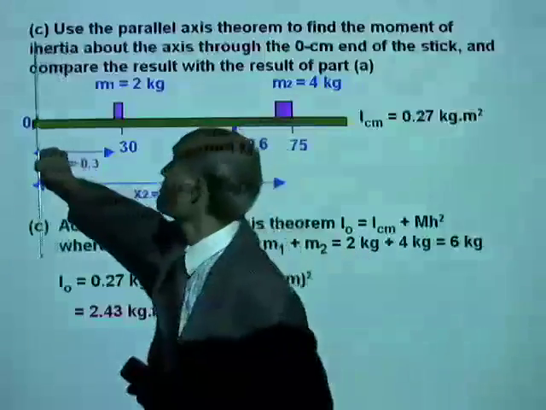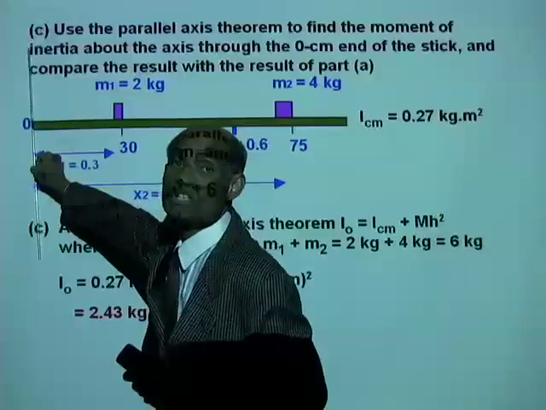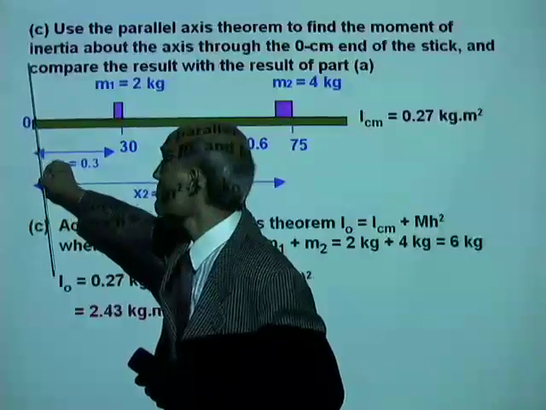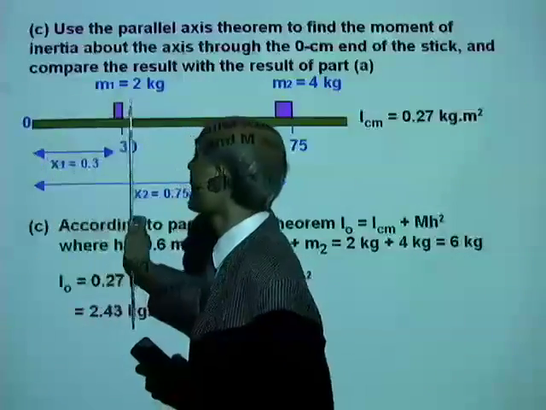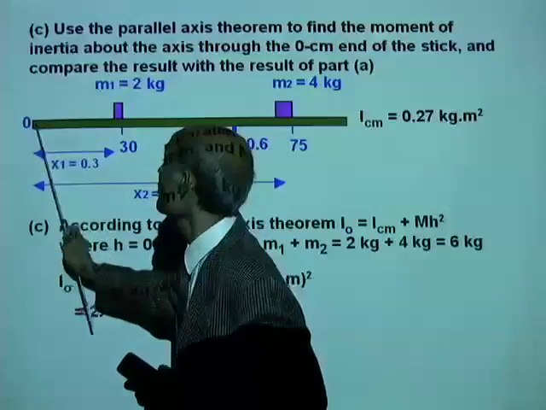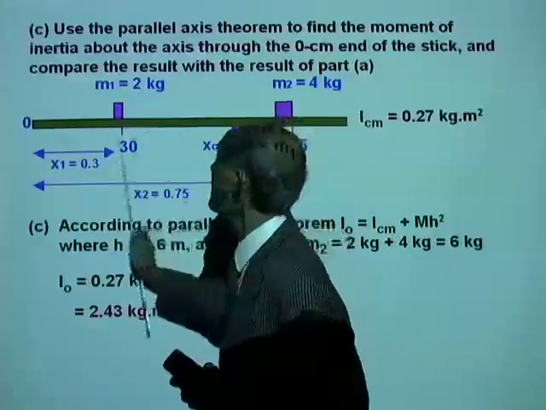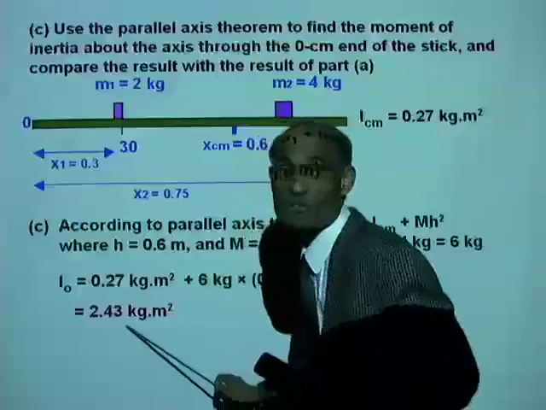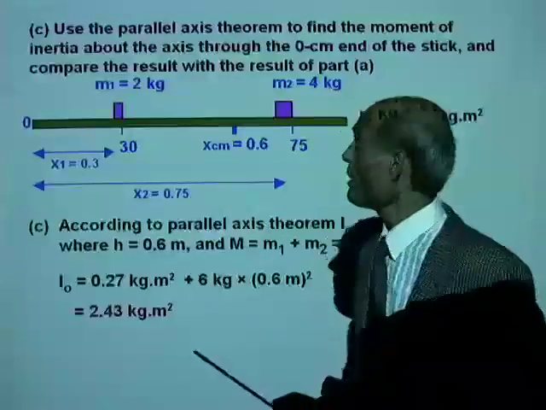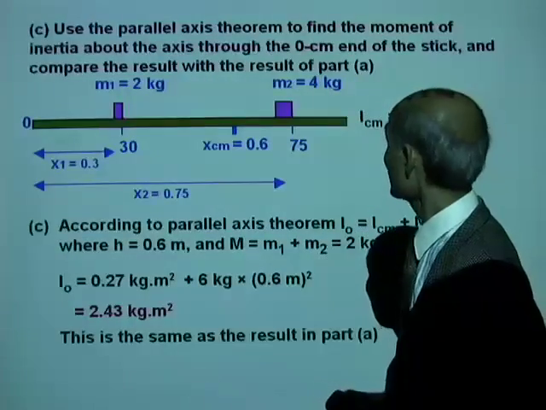We calculated in part A the moment of inertia about an axis that passes through the 0 mark as m1 r1 squared plus m2 r2 squared, and we got the same result. Okay, another problem.